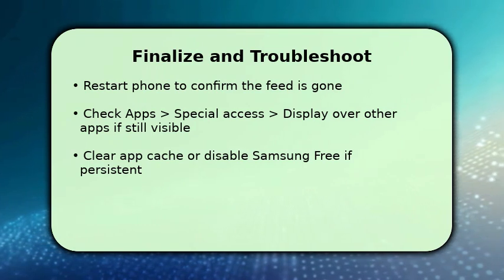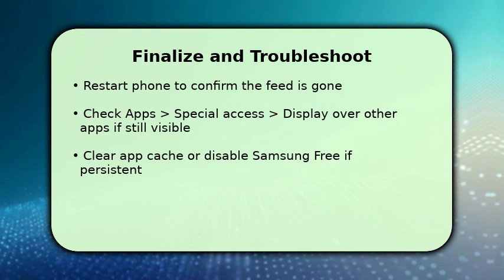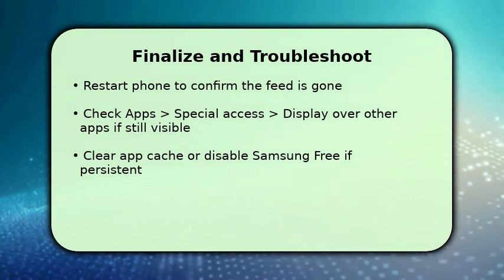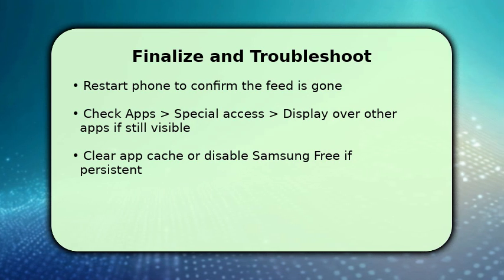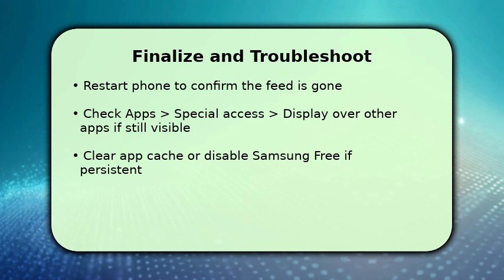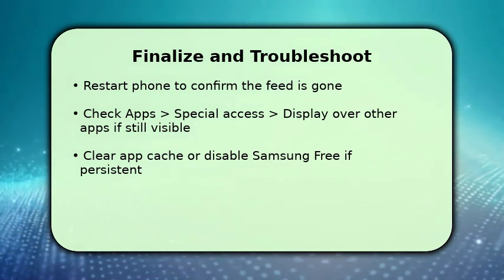If headlines still appear, go to Apps, find the News app, and revoke lock screen or overlay permissions or clear cache and storage. As a last resort, disable or uninstall the feed app like Samsung Free. If problems persist, check for a system update because OEM settings sometimes reset after updates.